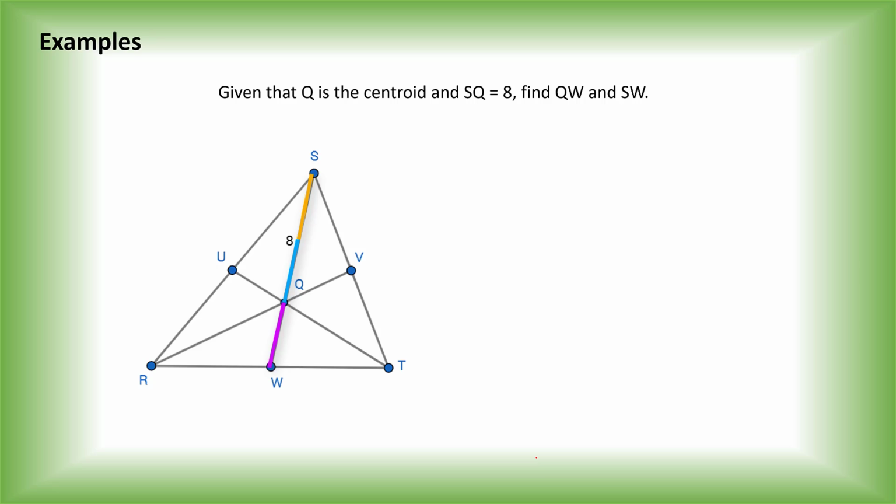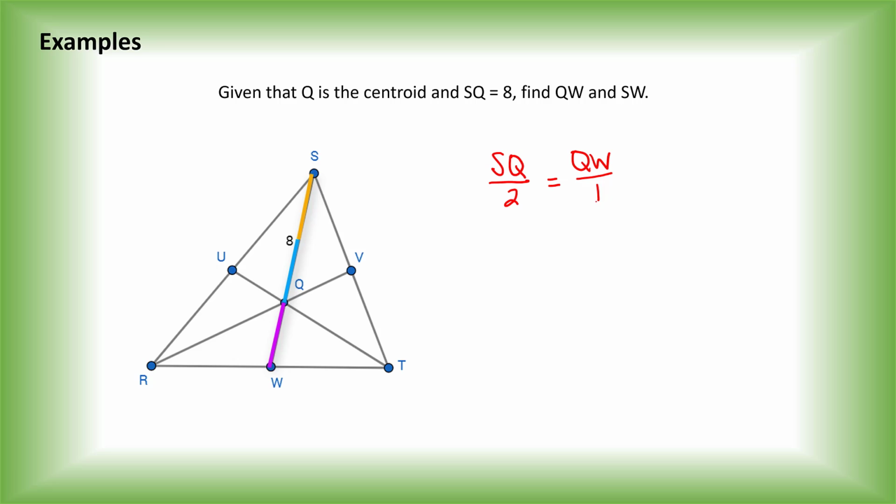And now we can go ahead and start. You always want to use the segment you have information about. So in this case, it's SQ. And how many colors make up SQ? 2, orange and blue. So divide by 2 equals, which segment would we like to find? The first one they list here is QW, so we'll start with that. The segment QW only has one color, and that's pink, so we just divide by 1.